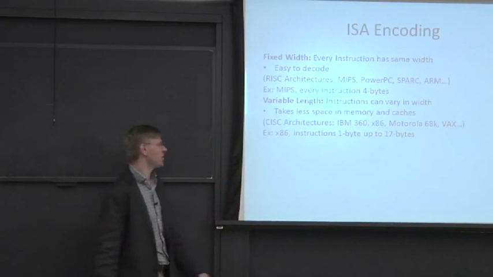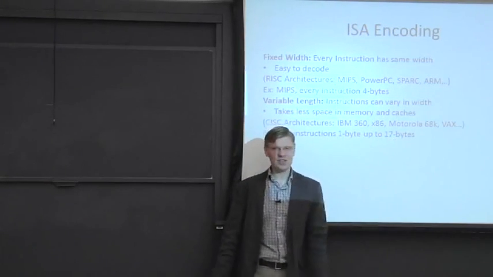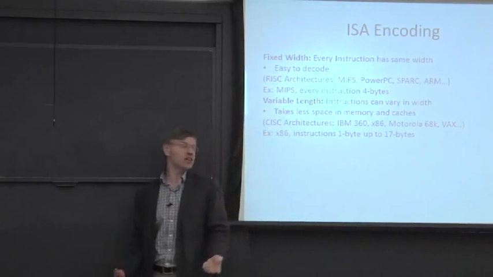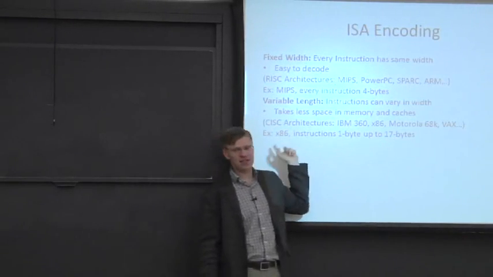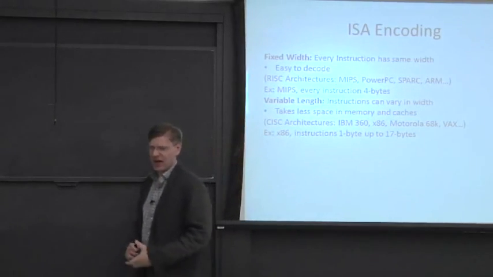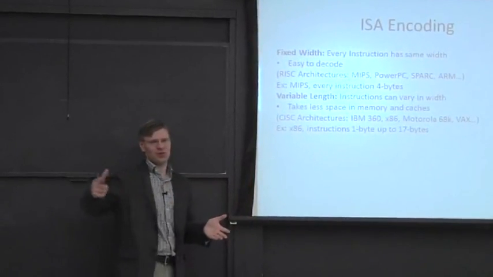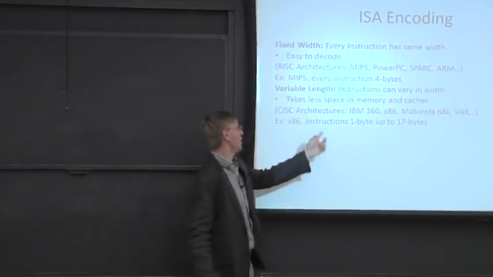So an example here, x86, you can have between 1 and 17 bytes for an instruction. I think this has actually been updated now. If you look at x86-64, it can be between 1 and 18 bytes. And a couple ideas here. It can be everything in between, 1, 2, 3, 4, all the way up to 18.